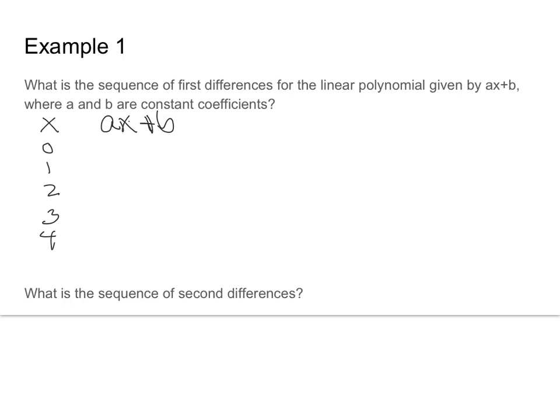I'm going to try to make it not look like my little kids wrote this. So if we plug in 0 for x in our linear polynomial, we would get just plain old b. 1 for x, a plus b. 2 for x, 2a plus b. 3 for x, and 4 for x.